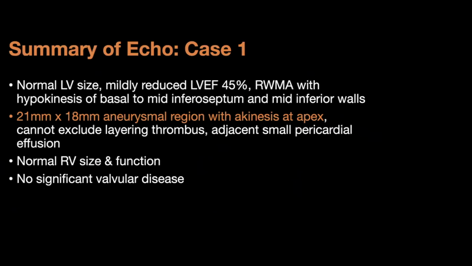So the summary and report from the first case essentially reported normal LV size with mildly reduced LV function, about 45%. You can go through all the images, but there are some regional wall motion abnormalities. They measured 21 millimeters by 18 millimeters. They didn't use contrast, so there were no contrast images.